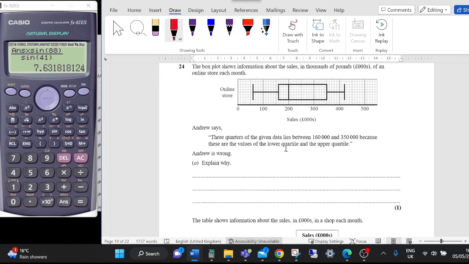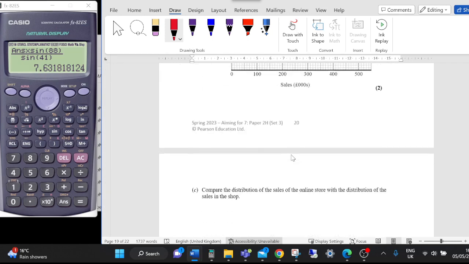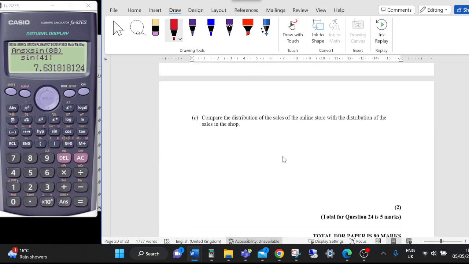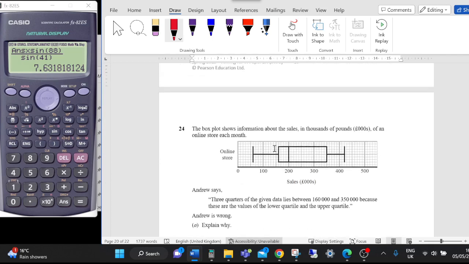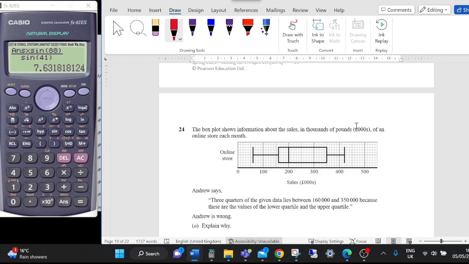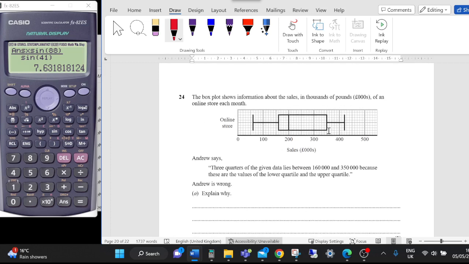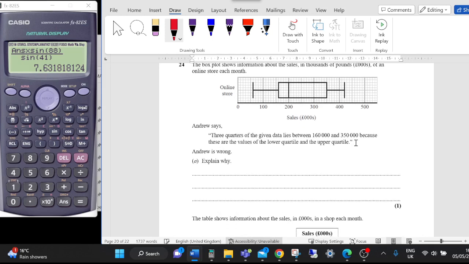Right, question 24, and this is the last one, but it has quite a few parts to it. A box plot shows information about sales in thousands of pounds of an online store each month. 3/4 of the data lies between 160,000 and 350,000 because these are the values for the lower quartile and the upper quartile. Adam is wrong. Explain why. It's not 3/4. It's 2/4 or a half.